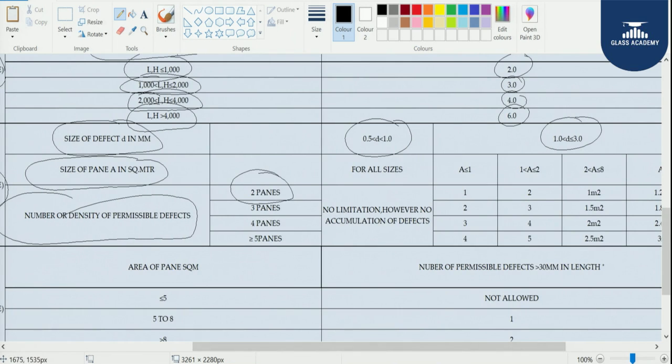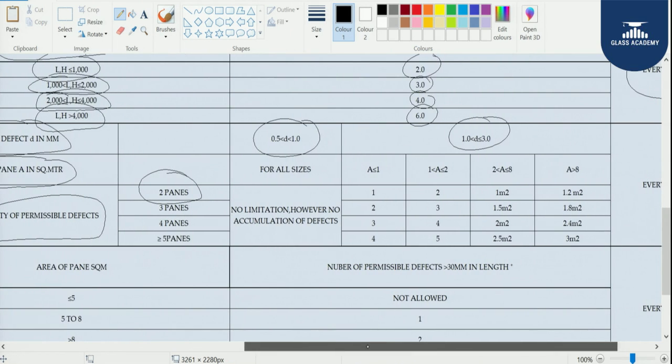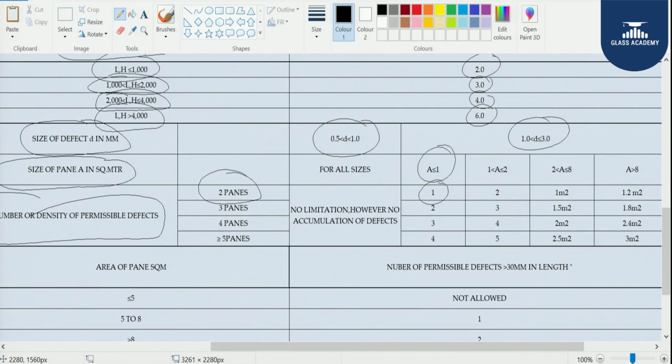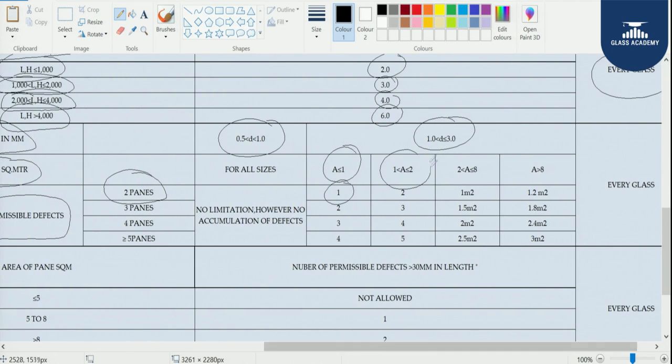If the glass has 2 panes of glass laminated, and if my area is less than or equal to 1 square meter, spot defects allowed are 1. And if my area is between 1 to 2 square meter, 2 are allowed. And if my area is between 2 to 8 square meter, 1 per square meter is allowed. And if my area is more than 8 square meter, 1.2 per square meter is allowed.